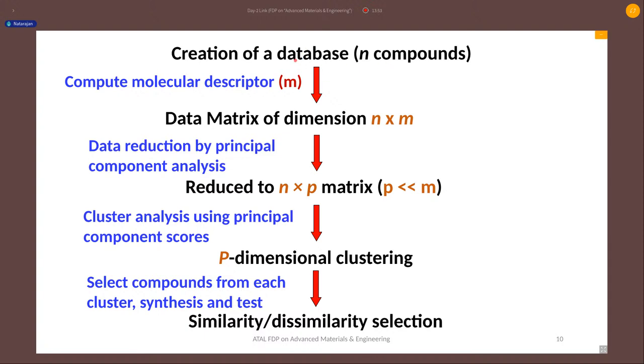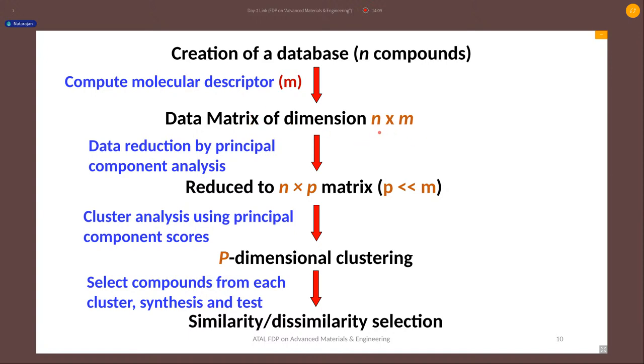For that, we use molecular descriptors, which are all computed molecular descriptors. So we calculate M molecular descriptors. That means for N compounds, we calculate M molecular descriptors. That means our data matrix is a very big data matrix. That's an N by M matrix.